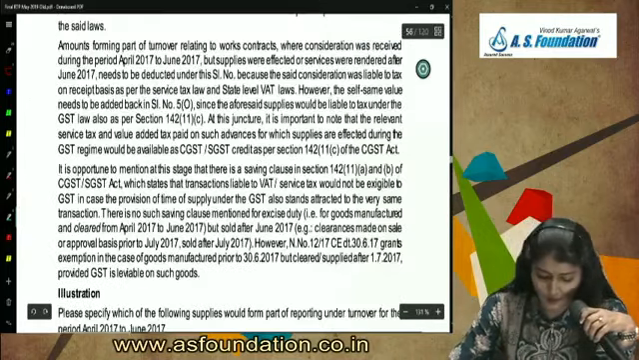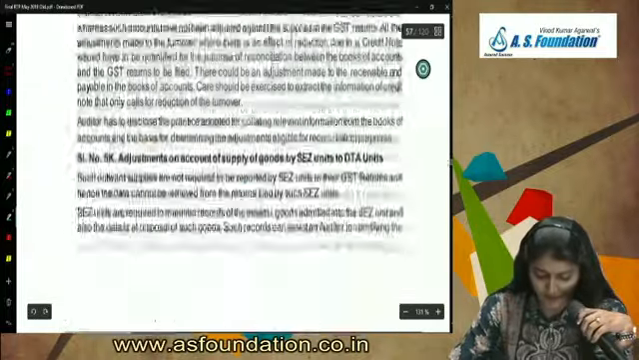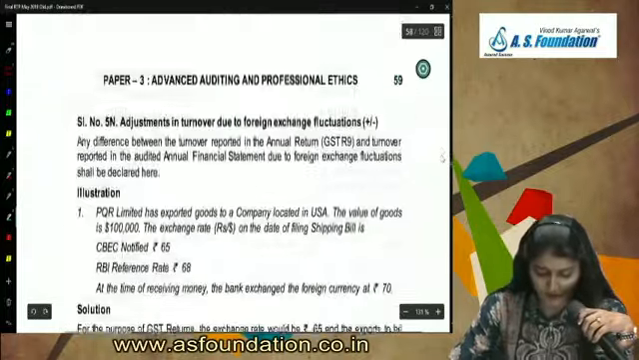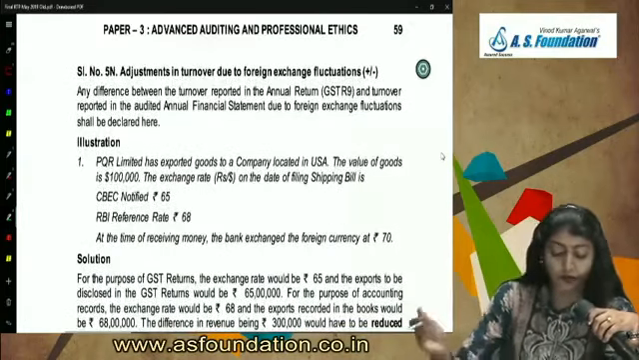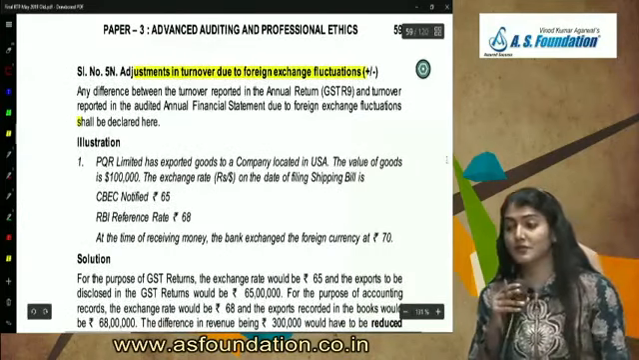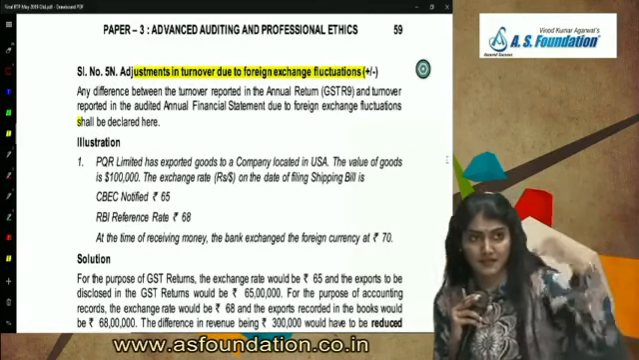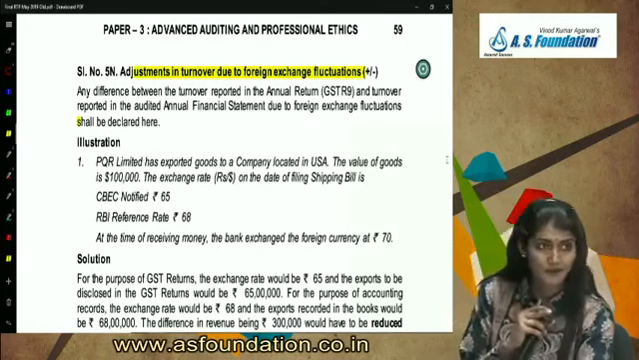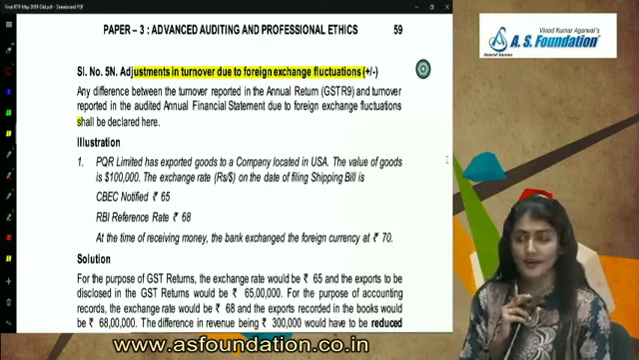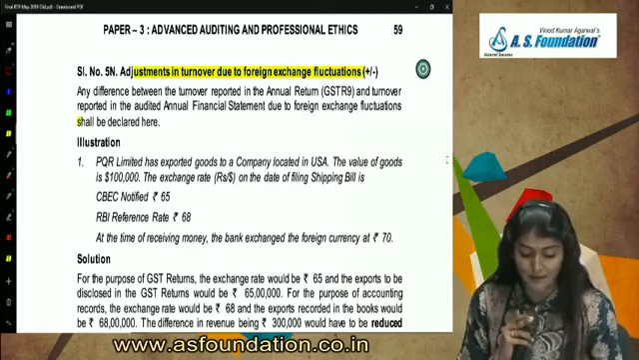Right, then there is a point regarding foreign currency transactions, foreign exchange fluctuation, whether any adjustment is required to be made to the turnover. This is there in RTP May 19 in the discussion, in the amendment part. That was in the question bank, no? The question which I showed right now, April to June. Now this is in the RTP part, amendment part.